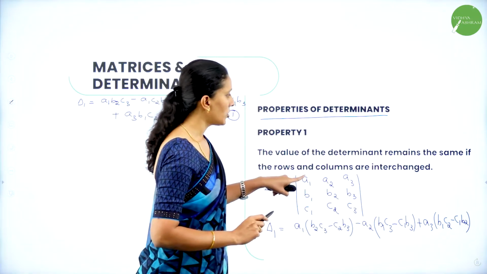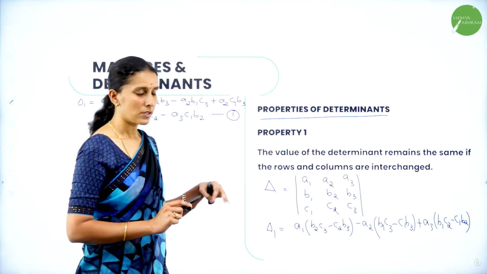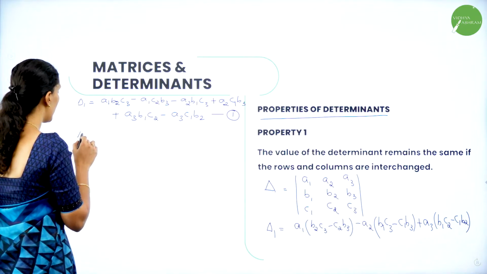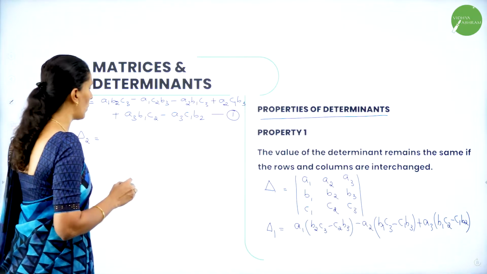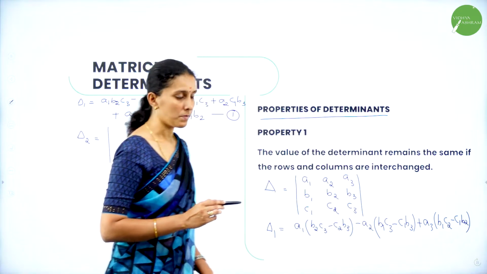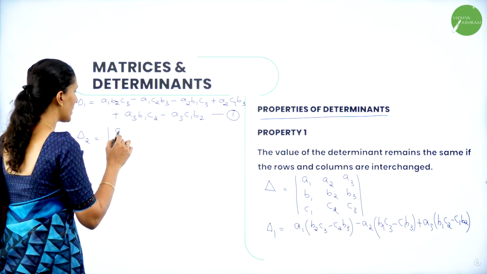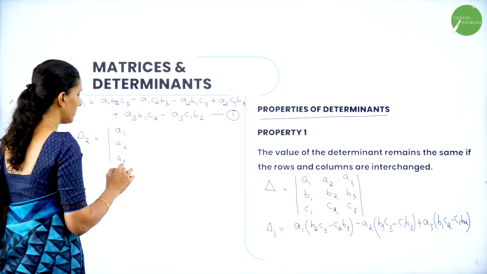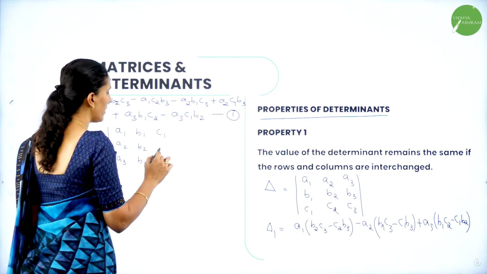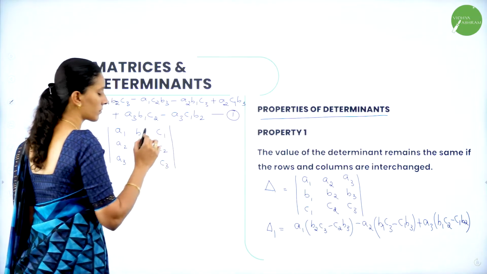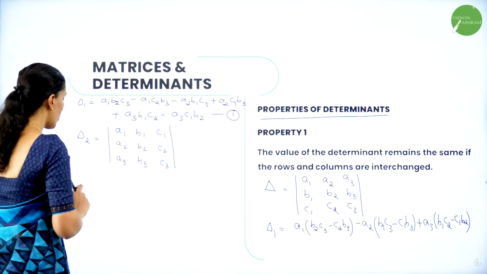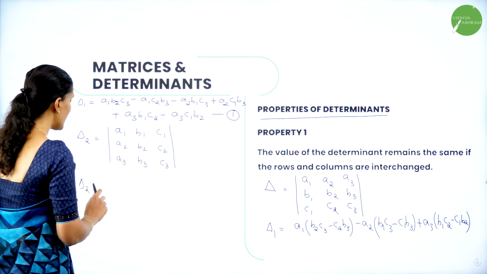Let's interchange the rows and columns. So now let me take the determinant delta 2. They have asked us to change the rows into columns. So we have A1, A2, A3 written as the first column, then B1, B2, B3, C1, C2, C3. So now the rows and columns are interchanged. Let me see what happens if I expand delta 2.